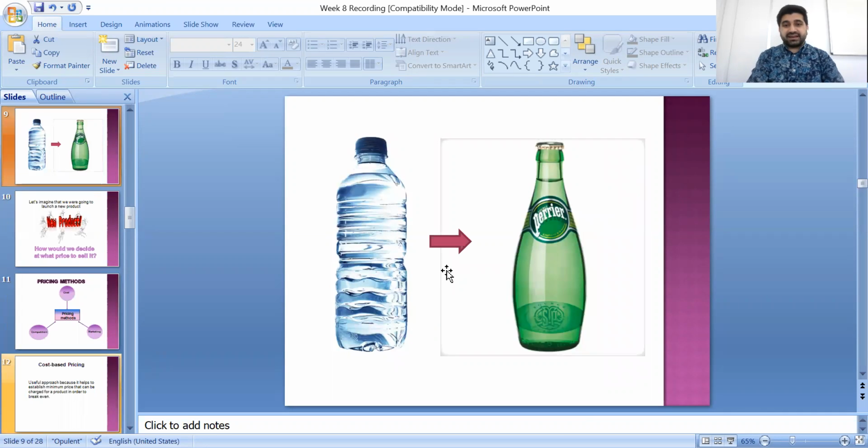Here we can see another example. There is a plain bottle of water, and here is the version with a proper label and modification. Based on this modification, we will charge the customers accordingly.